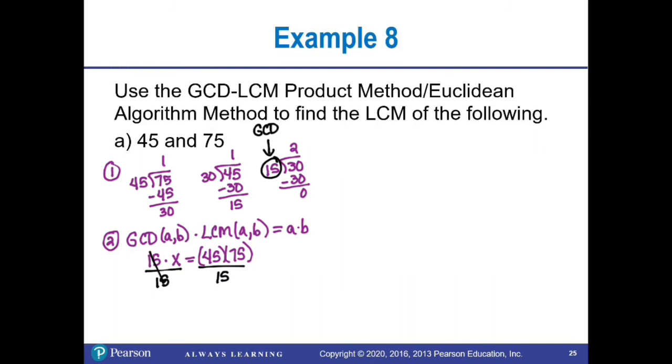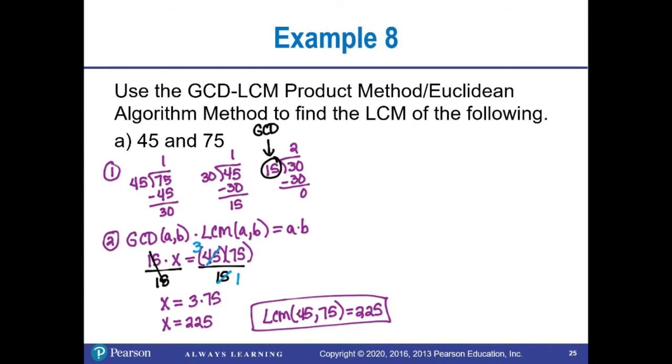Now, quite honestly, I don't want to have to multiply 45 times 75 and then divide by 15. So what I'm going to do here is simplify this fraction. 15 goes into itself one time and into 45 three times. So now I just need to multiply 3 times 75, which is 225. So our LCM of 45 and 75 is 225.